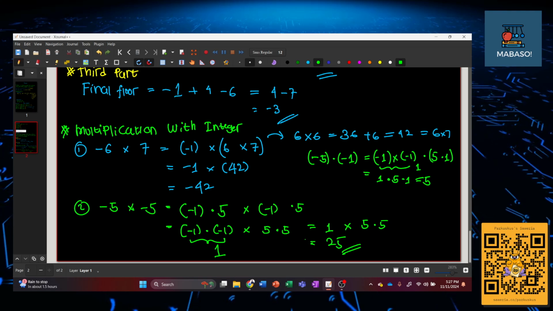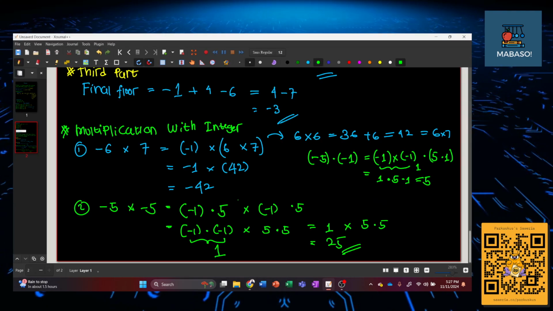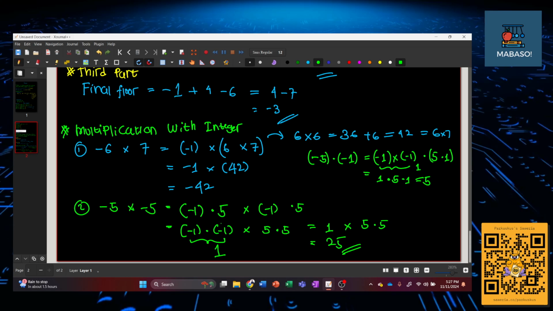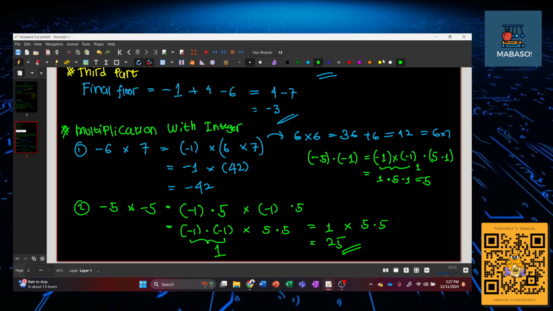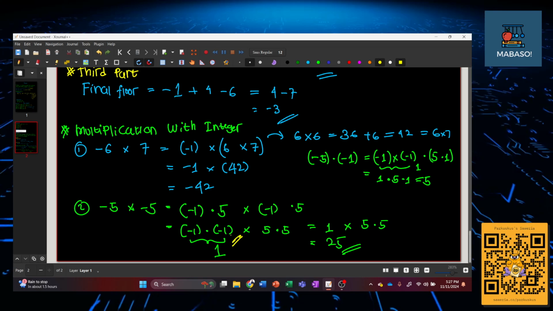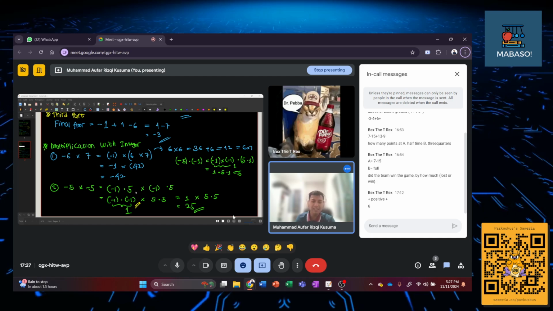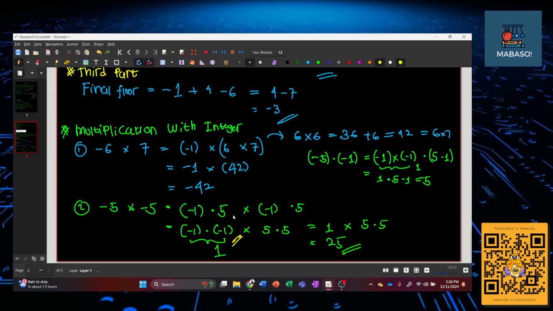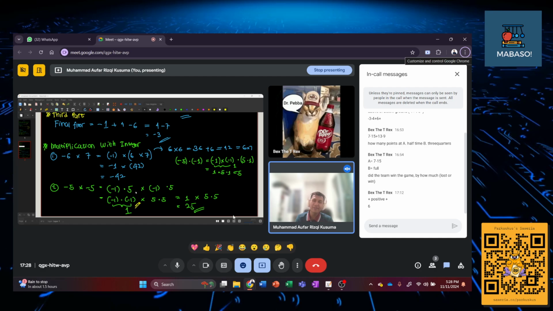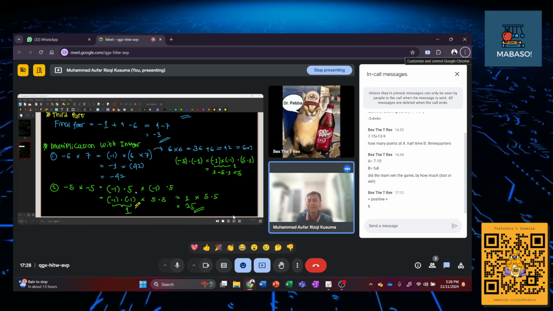So if we put a plus... yeah, this is the interesting part. If we multiply a negative number with a negative number, you'll get a positive. This is kind of a spooky thing about math, yeah.